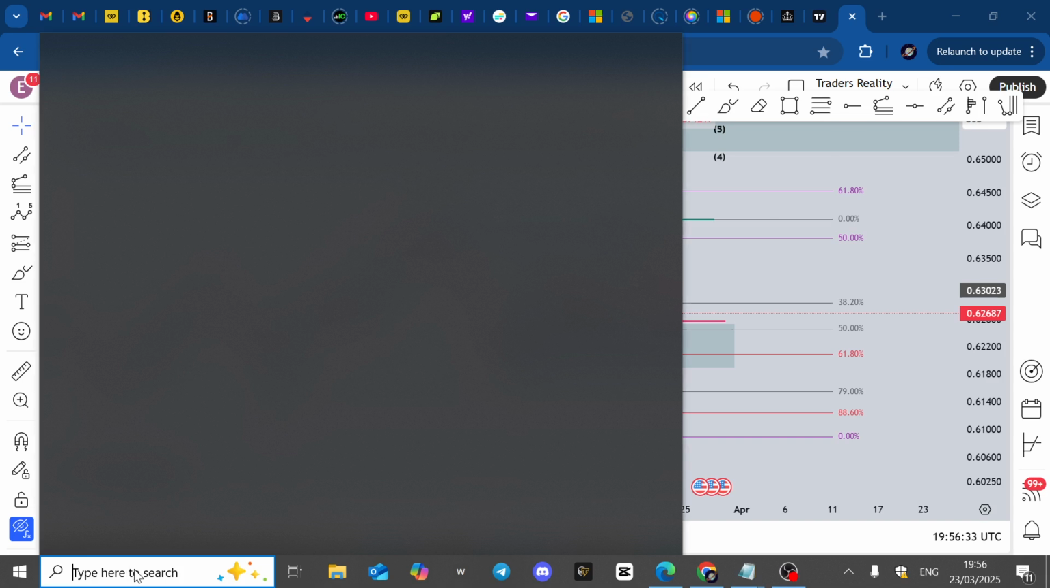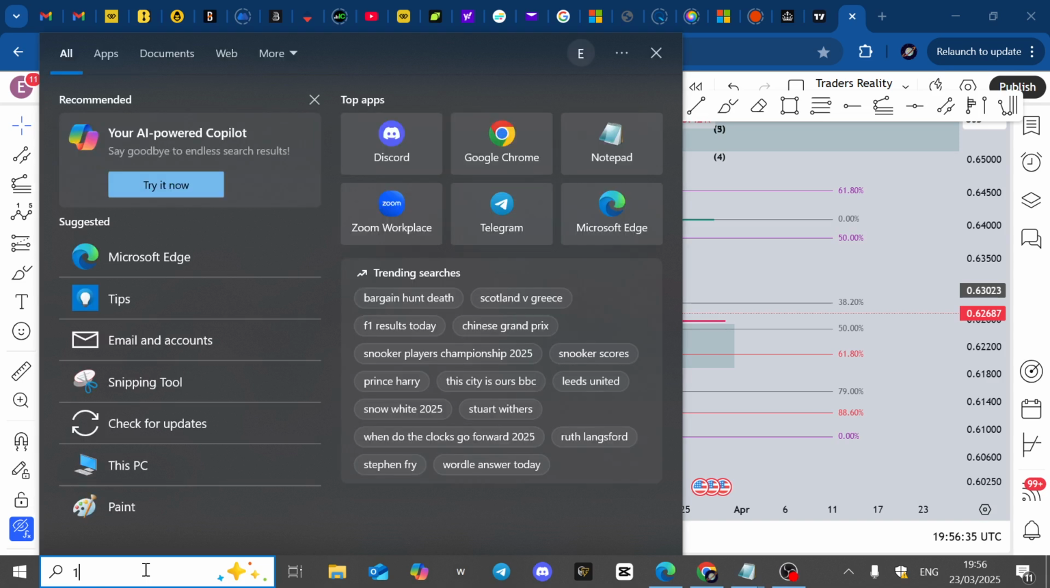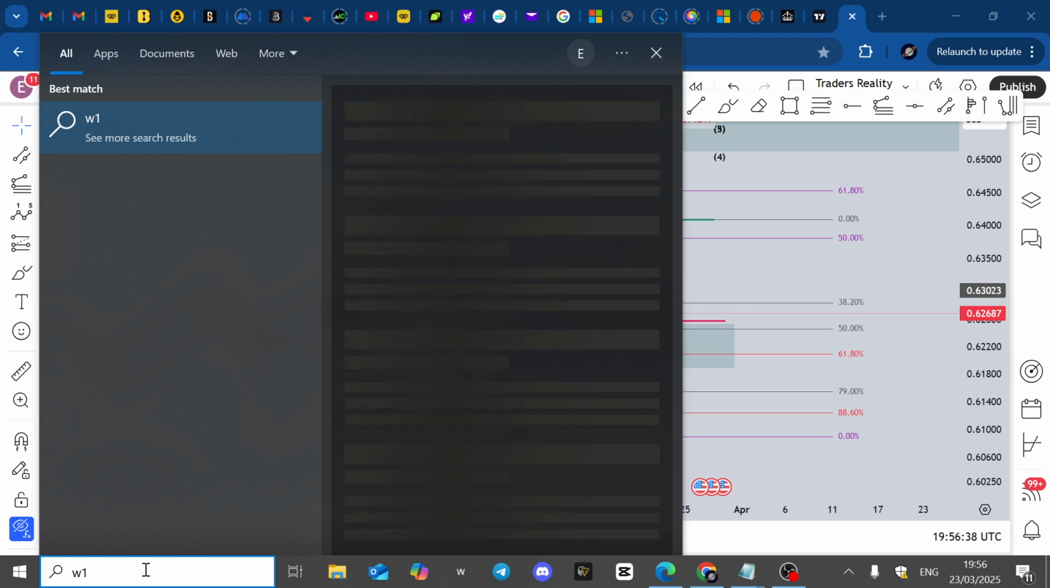It's always good to have the rules written down somewhere you can see them quickly when you're trading Elliott Wave.